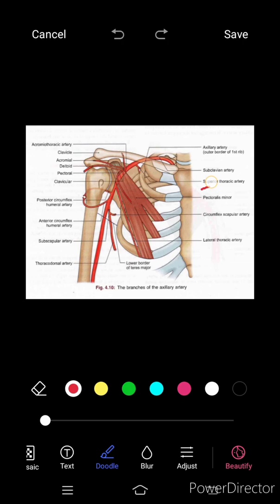Now let's see the branches of the axillary artery. From the first part only one branch arises, that is the superior thoracic artery, and from the second part arise two branches, that is the thoracoacromial or acromiothoracic artery and the lateral thoracic artery, and from the third part arise three branches, that is the anterior circumflex humeral artery, the posterior circumflex humeral artery and the subscapular artery.